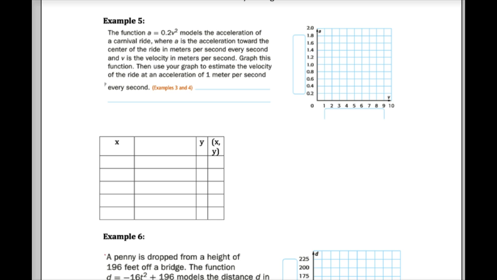The path that ball travels is what kind of shape? Upside down U. It's a parabola.